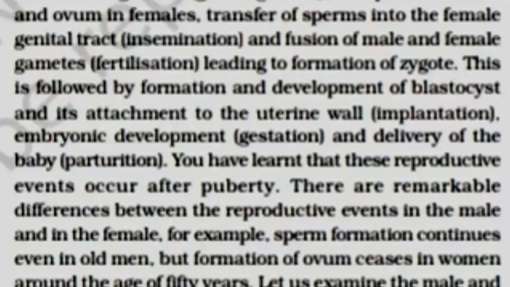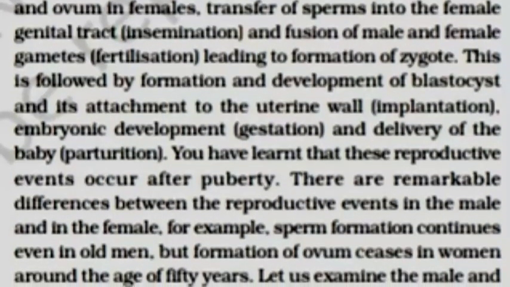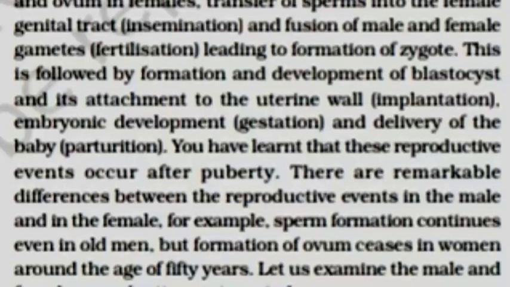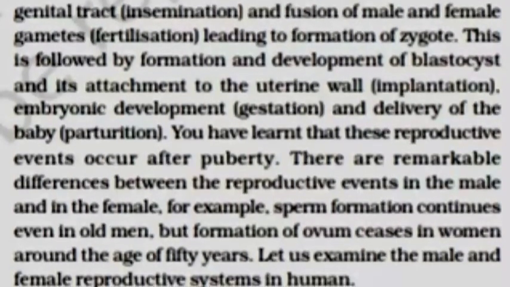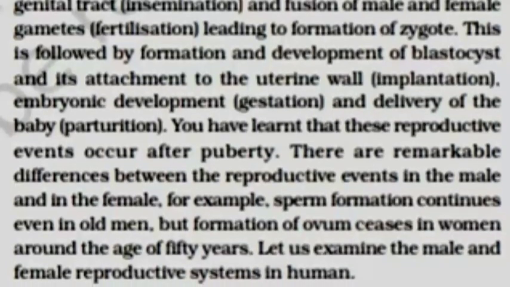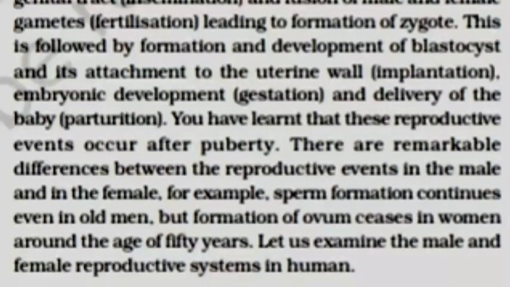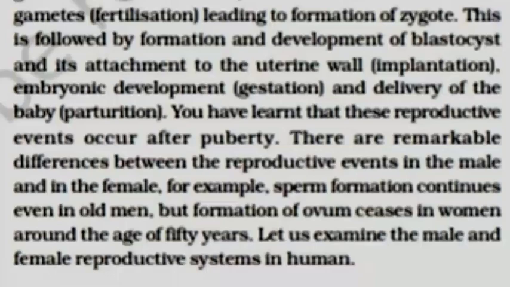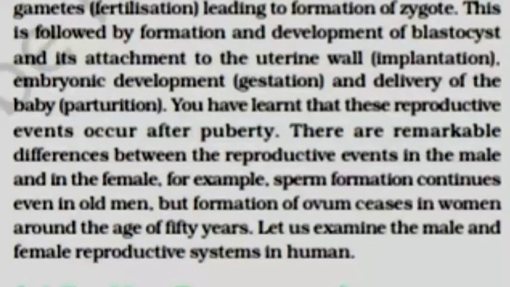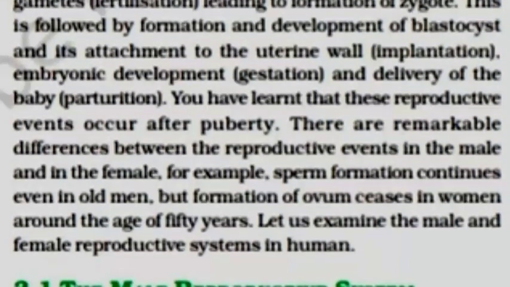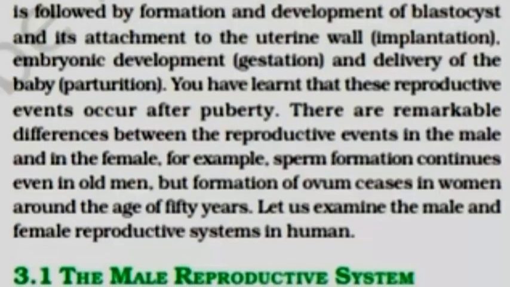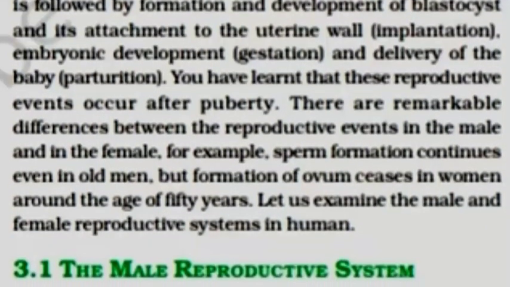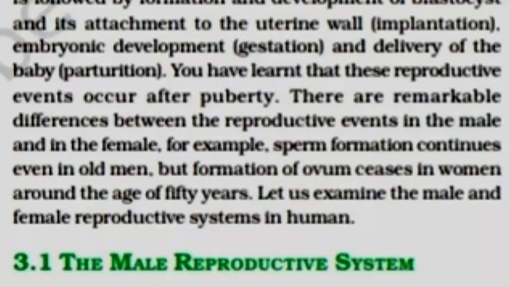is followed by the formation and development of blastocyst and its attachment to the uterine wall, implantation, embryonic development, gestation and delivery of the baby, parturition. You have learned that these reproductive events occur after puberty.